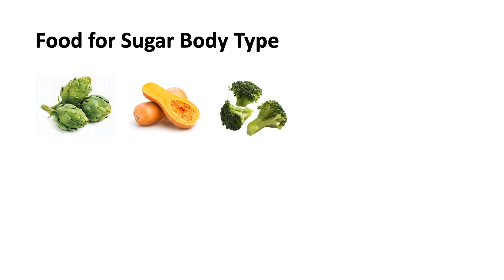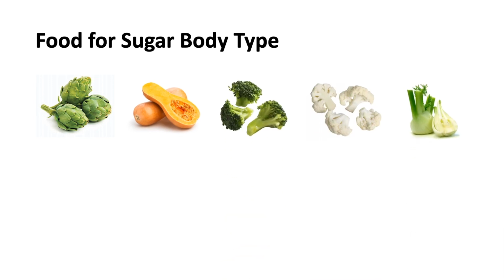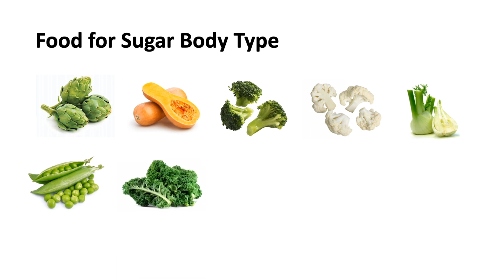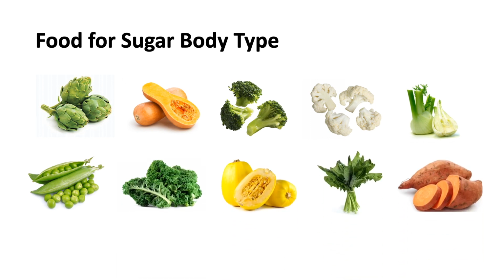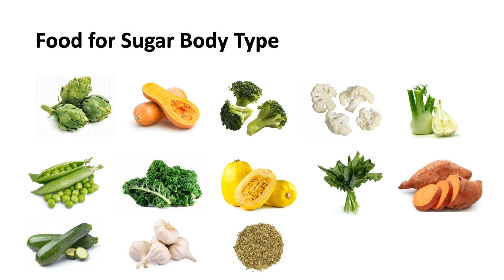So foods like artichokes, butternut squash, broccoli, cauliflower, spinach, green peas, kale, spaghetti squash, sweet potato, and zucchinis are very good vegetables for the sugar types. Yeah, herbs like garlic, oregano, and sage are excellent spices that you can add into your cooking.